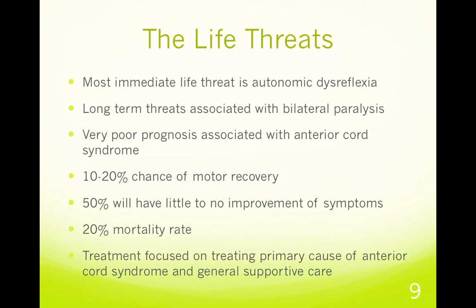So the most immediate life threat associated with anterior cord syndrome is autonomic dysreflexia. If the injury occurs at or above the level of T6, there can be a reflex sympathetic discharge that causes life-threatening hypertension. And if it's not recognized and corrected immediately, seizures, pulmonary edema, renal insufficiency, myocardial infarct, or cerebral hemorrhage can occur, and that would lead to death of the patient.